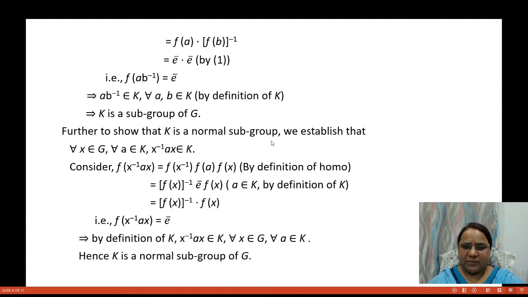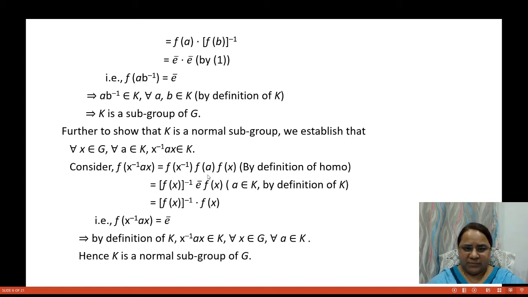Further, to show that it is a normal subgroup, we need to assume x belongs to G and a belongs to K, such that x inverse a x must also belong to K. Consider f of x inverse a x, which is equal to, again by using the definition of homomorphism, f of x inverse, f of a, f of x.